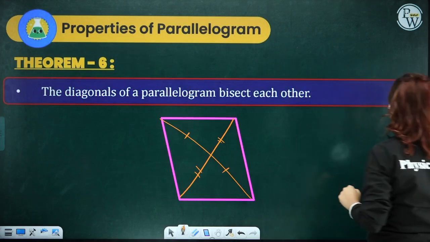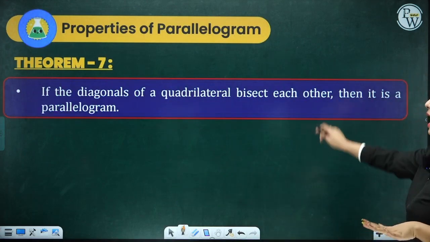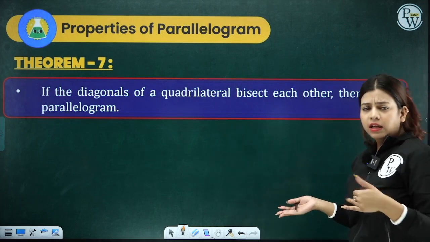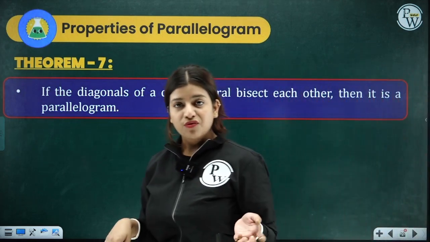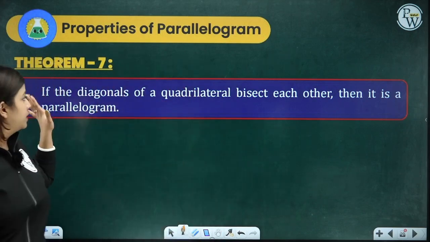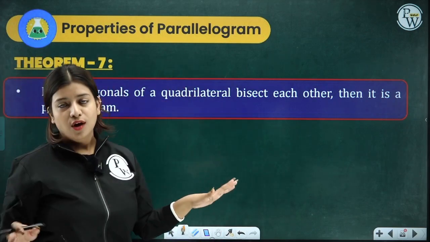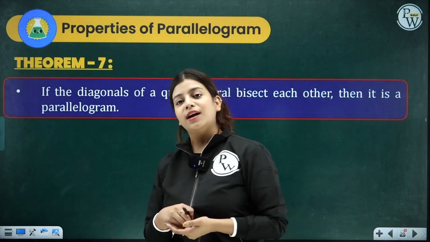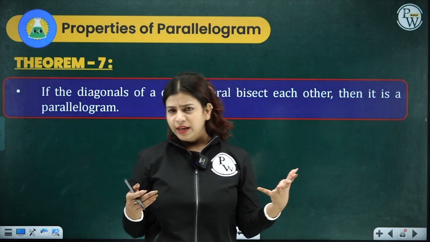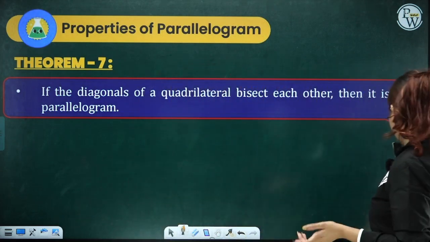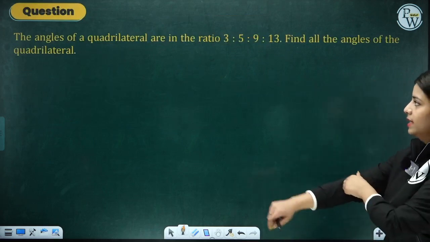Right, let's move forward. Over here we have: if the diagonals of a quadrilateral bisect each other, then it is a parallelogram. The converse of the previous theorem. If the diagonals bisect each other in any quadrilateral, even though it is not specified that it is a parallelogram, we can clearly say that the figure formed will be a parallelogram. Okay, let's move to one of the questions.